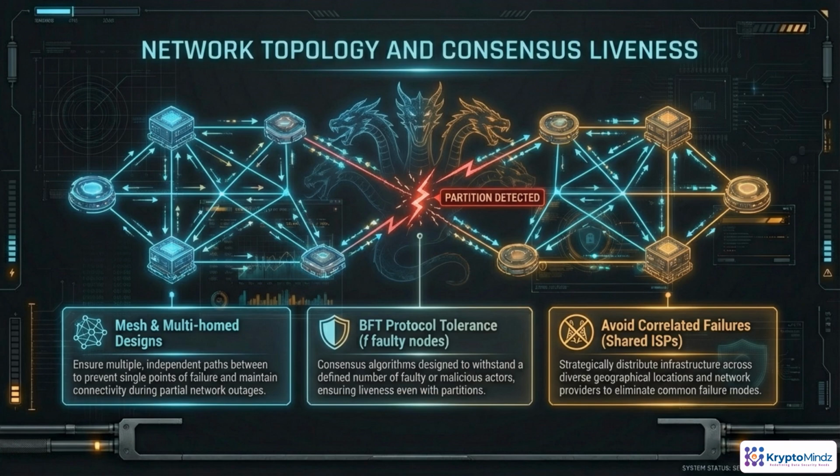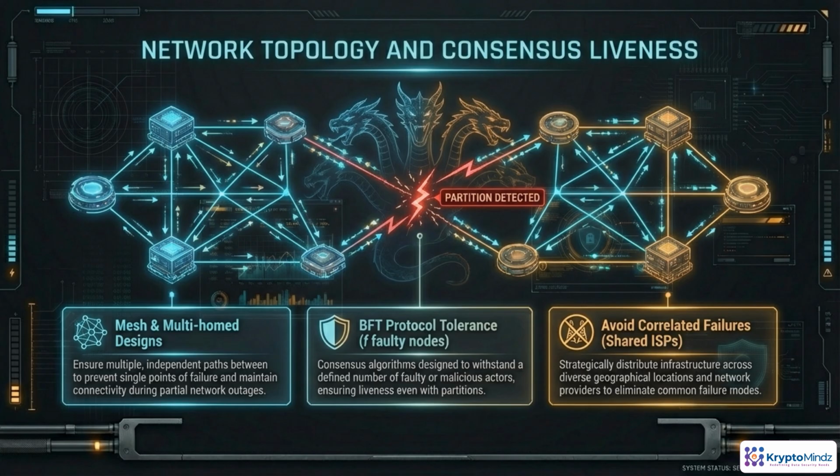Consensus liveness asks a simple question. Can the network still make progress when things break? Topology is the first lever. A richly connected mesh-style network with multi-homed links gives validators multiple independent paths, so a single router, data center, or ISP failure doesn't stall block production.